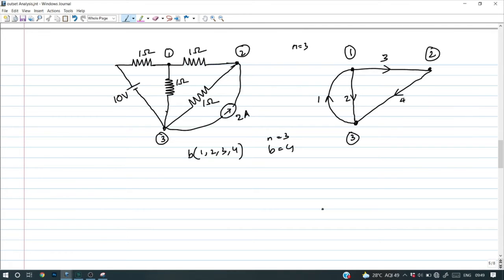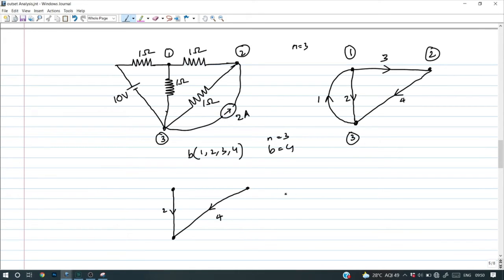So we can take a tree like this. First of all, we can mark the nodes. Trees are nothing but which should connect all the nodes without forming a closed path. So we can take this tree. This is the direction of this branch. So this is 4 and this is 2.